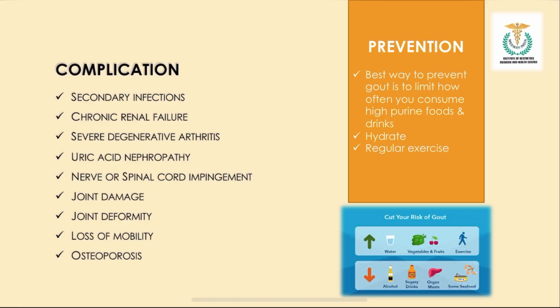The best way to prevent gout is to limit how often the patient consumes high purine food and drink. The patient can also prevent it by staying well hydrated, drinking plenty of water, and doing regular exercise. Also advise them to take the prescribed medications if they are already on medication for diabetes, hypertension, or any other medical condition. The patient has to take them as per the doctor's advice and have a regular checkup every month or alternate months about their health condition.